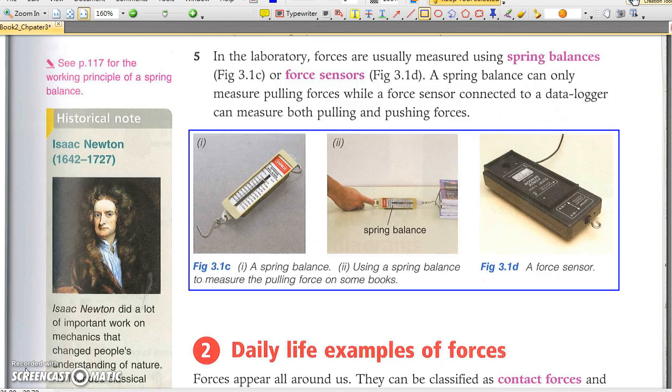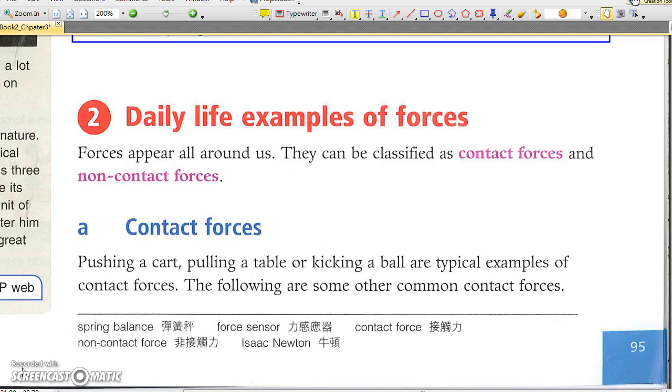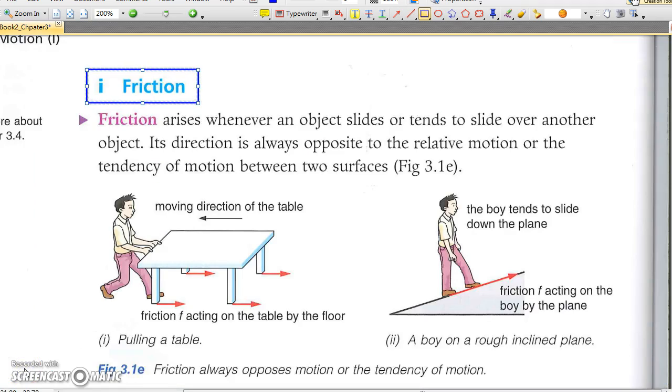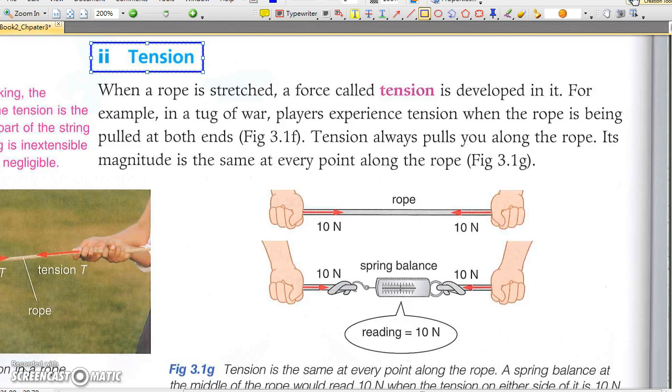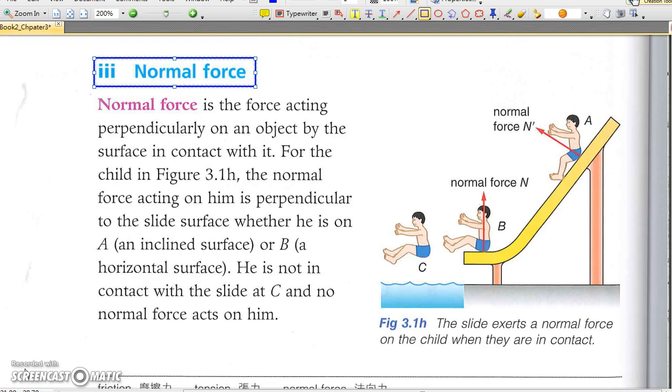In a laboratory, we use a spring balance or a force sensor connected to a data logger to measure forces. 2. Daily life examples of forces. There are contact forces and non-contact forces in daily life. Pushing and pulling are contact forces. Contact forces include friction between objects, tension in a string, and normal force provided by the surface.